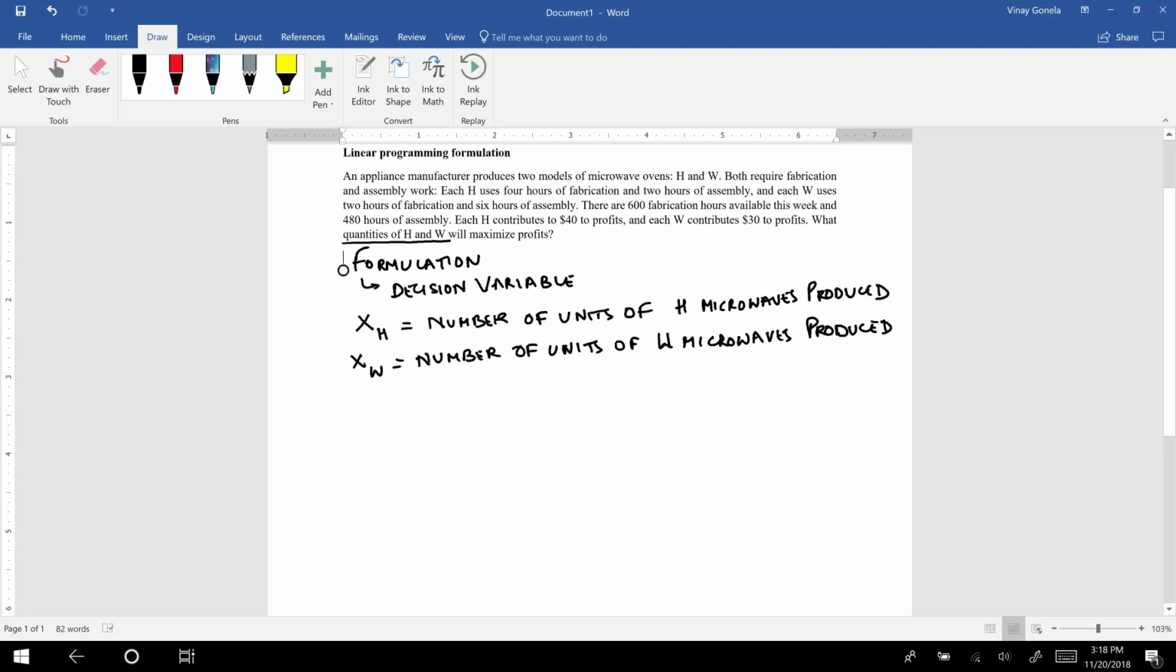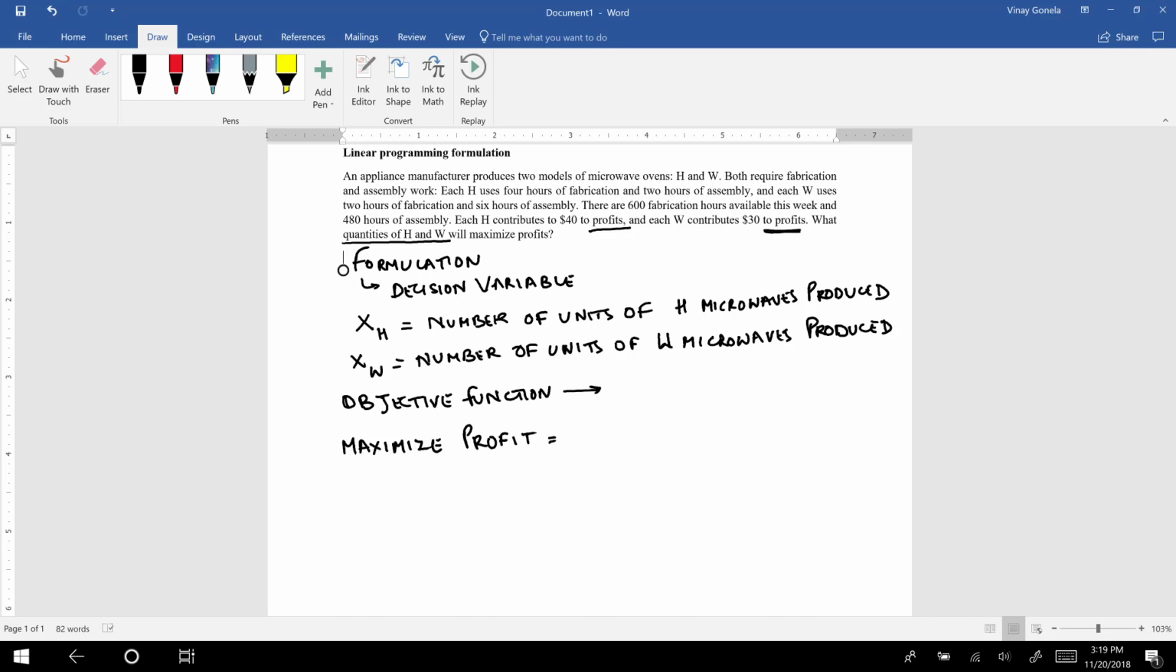So the next step would be to define our objective function. So we discussed objective function can be profit or cost. In this case they talk about profit, so our objective function will be profit. We are trying to maximize our profit. So we have to write the function for this.